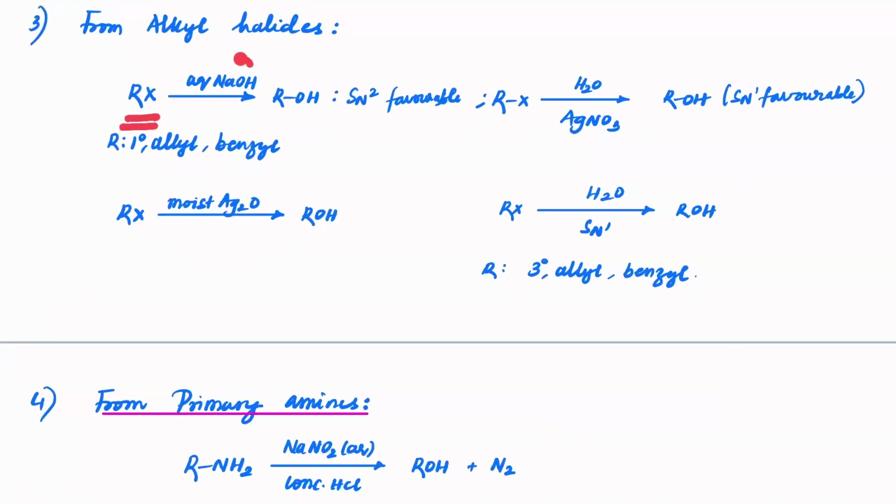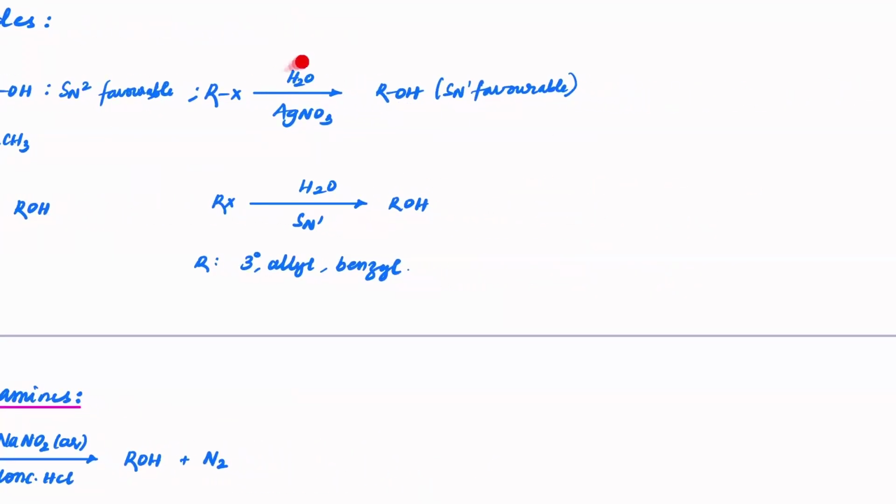Alkyl halide, when you react with aqueous NaOH, OH minus will attack, X minus will leave. As far as methyl, 1 degree, allyl, benzyl groups are concerned, it is more favorable by SN2. While if you have RX reacting with water, it will always favor the SN1 mechanism unless it is primary. Correct? On the primary position, it is very difficult to get the halogen to leave.